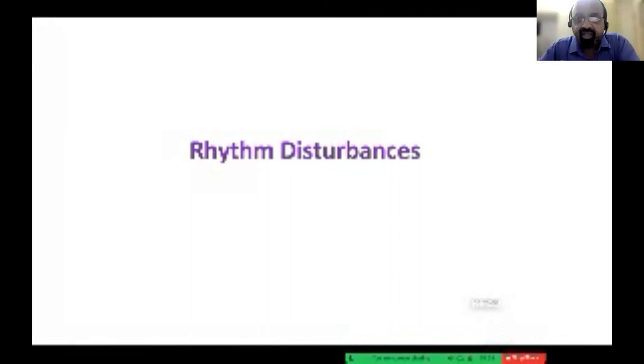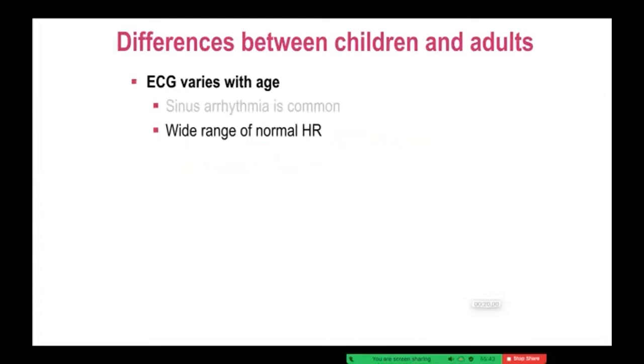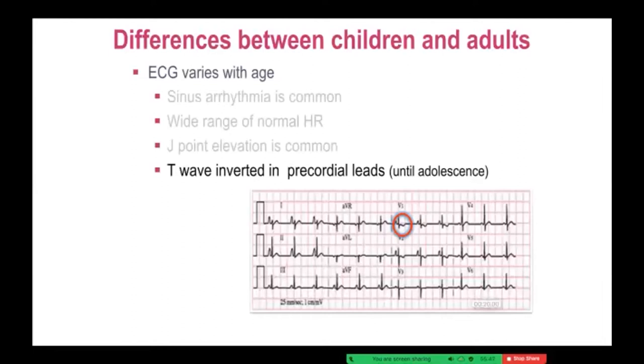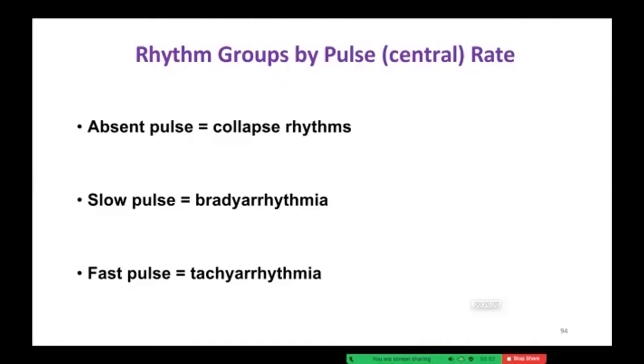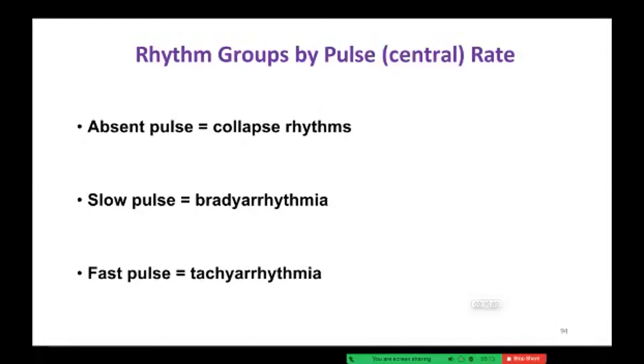Okay, so these four rhythms are the cardiac arrest rhythms. That is, when there is no pulse, you see asystole, you see pulseless electrical activity, you see pulseless ventricular tachycardia and ventricular fibrillation. There are some more rhythm disturbances. I'm just skipping that because of the time. We already discussed asystole. Again, I'm saying flat line. Some rhythm but no pulse, that is pulseless electrical activity. And a chaotic disorganized rhythm and no pulse, that is ventricular fibrillation. And next you have a wide complex and there is no pulse, it's pulseless ventricular tachycardia. So ventricular fibrillation and pulseless ventricular tachycardia are the shockable rhythms.